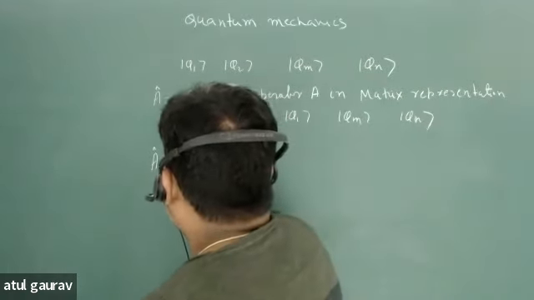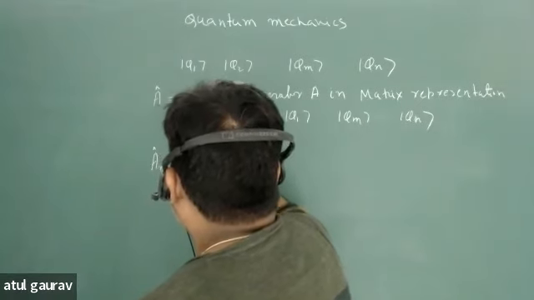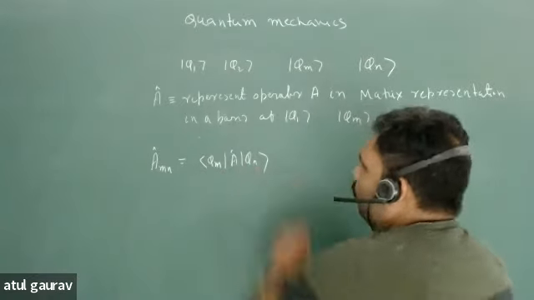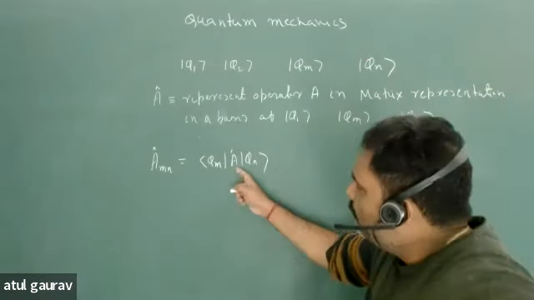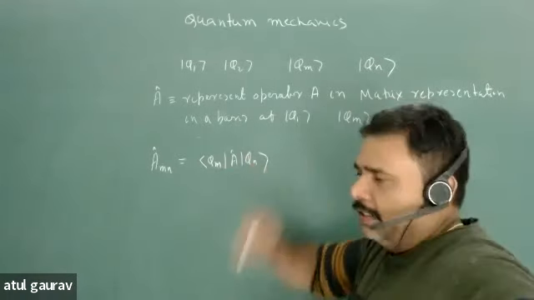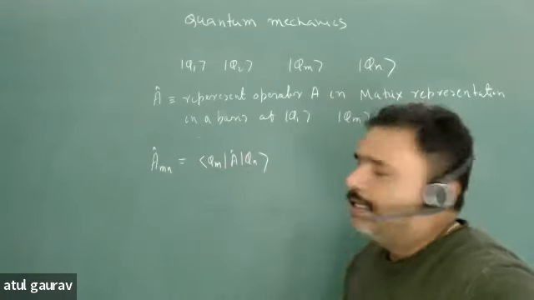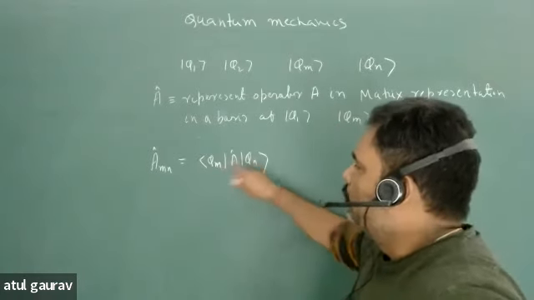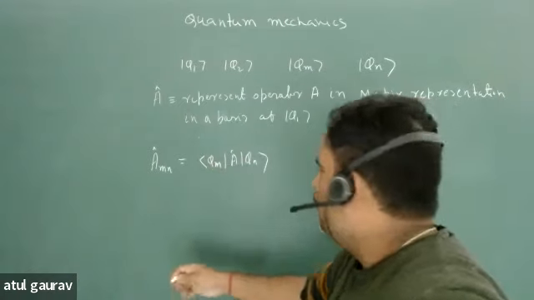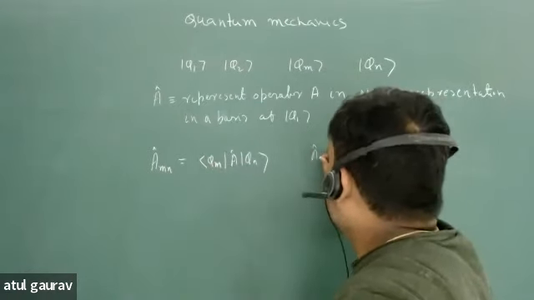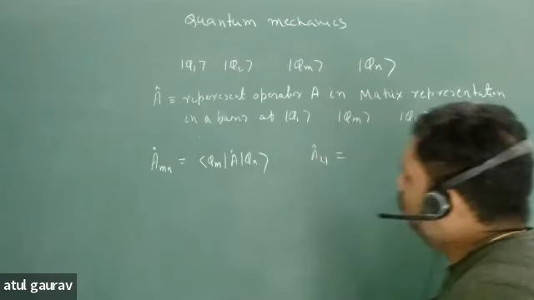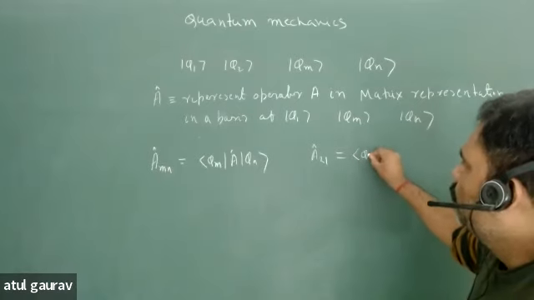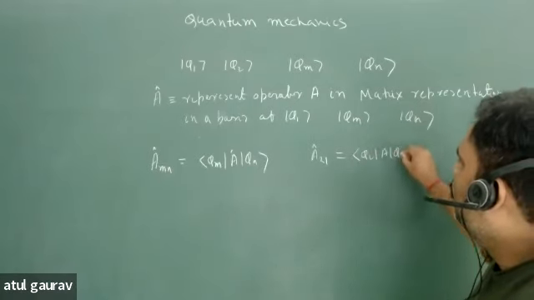So this value is phi_m A phi_n. So A will be sandwiched between phi_m and phi_n. A किसके बीच में सैंडविच है? Phi m और phi n के बीच में सैंडविच है. So now you can represent this particular thing. Suppose I am writing A operator 2 1. How will you write it? कैसे लिखोगे? Phi 2 A phi 1.